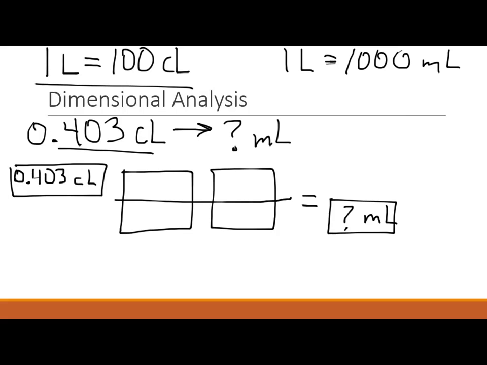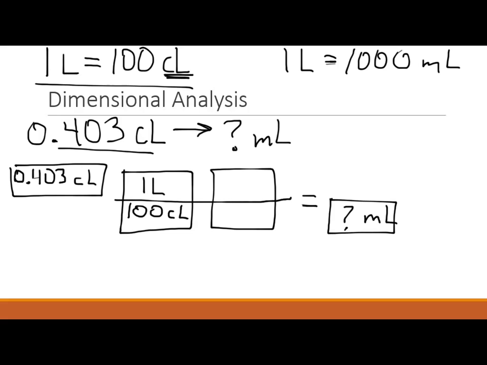Now, where do I want my centiliters? Do I want that top or bottom? Well, I want that on the bottom because that'll cancel out the centiliters that I already have on top. So I'm going to write 100 centiliters on the bottom, which means that the 1 liter has to go on top. All right, that's good.